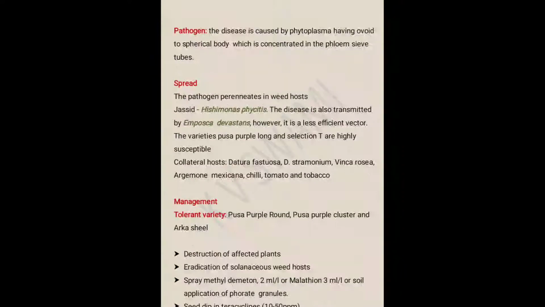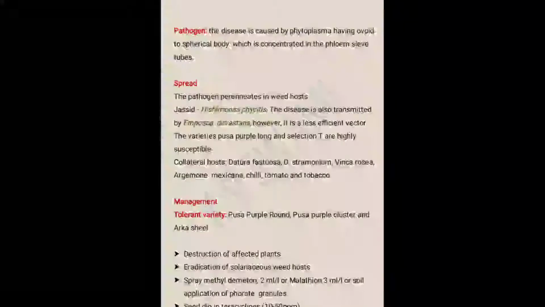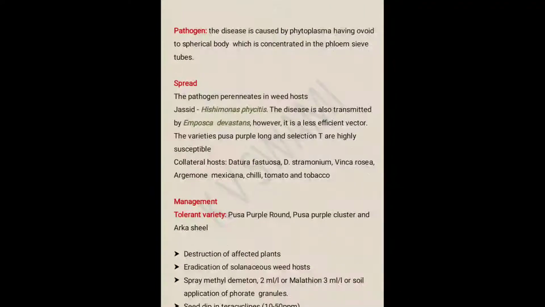The variety Pusa Purple Long and selection T are highly susceptible. Farmers should avoid such kind of varieties for cultivation or for sowing. Collateral host Datura fastuosa, this will act as a collateral host for this phytoplasma.